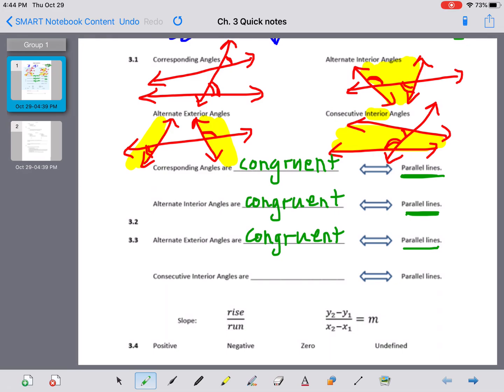In the last set, the consecutive interiors, if there's parallel lines, they will be, careful here, supplementary. They'll add up to 180. And if they're supplementary, then you have parallel lines.